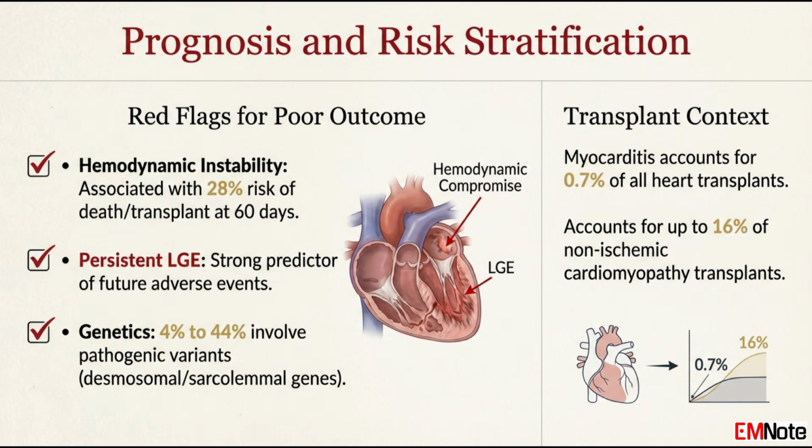Which explains the very strict activity recommendations. Can they go for a run? Absolutely not. Exercise restriction is mandatory during the acute phase. We're trying to prevent sudden death. You're minimizing the risk of sudden cardiac death on an already compromised substrate. How often does this disease end up in a transplant? It accounts for about 0.7% of all heart transplants. But if we narrow that down to just non-ischemic cardiomyopathy transplants? Then the number jumps up to 16%.